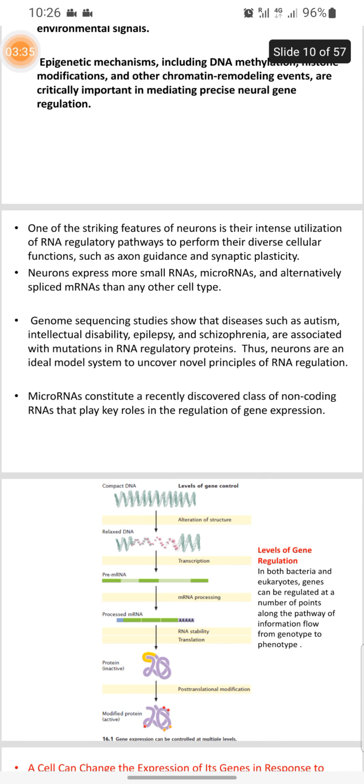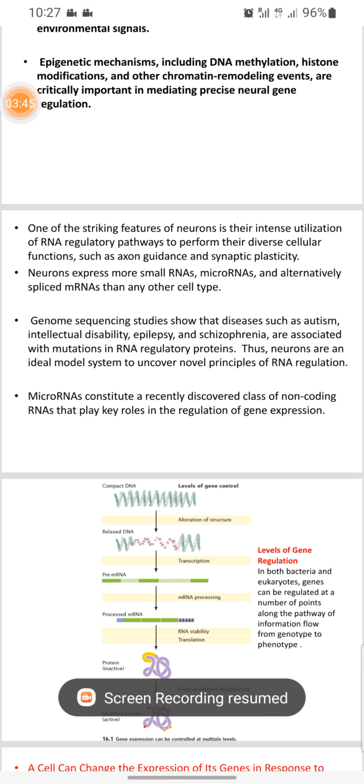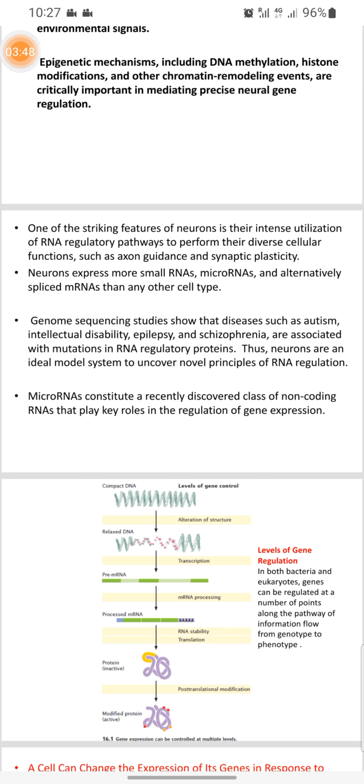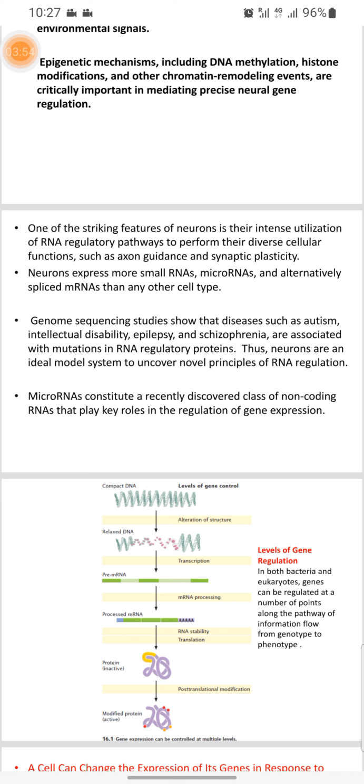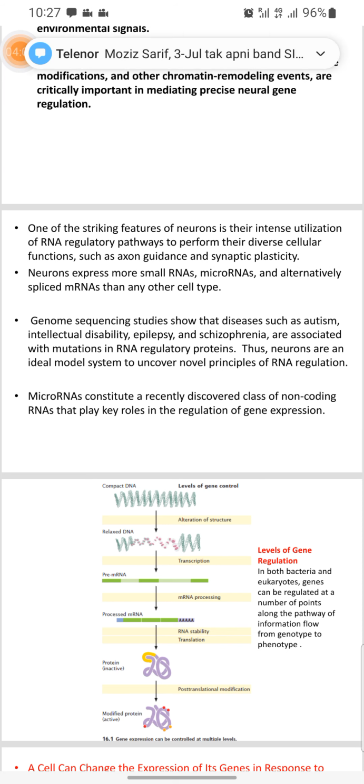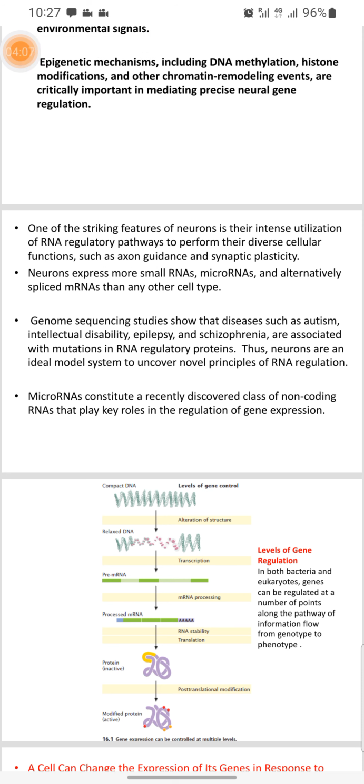One of the striking features of neurons is their intense utilization of RNA regulatory pathways to perform their diverse cellular functions, such as axon guidance and synaptic plasticity, that may occur by the regulatory pathways, by gene regulation. Neurons express more small RNAs, microRNAs, and alternatively spliced mRNAs than any other cell type.